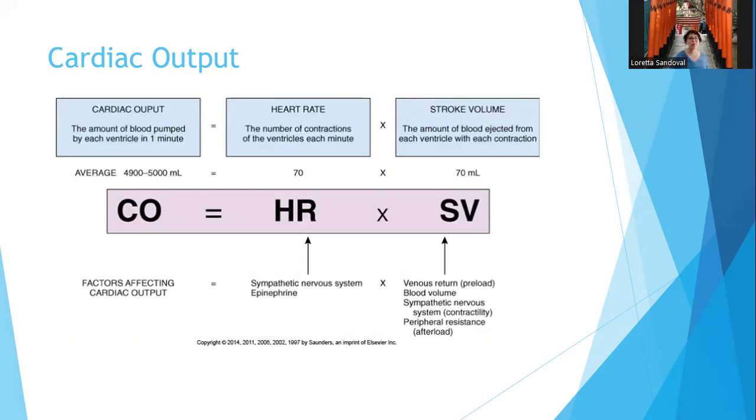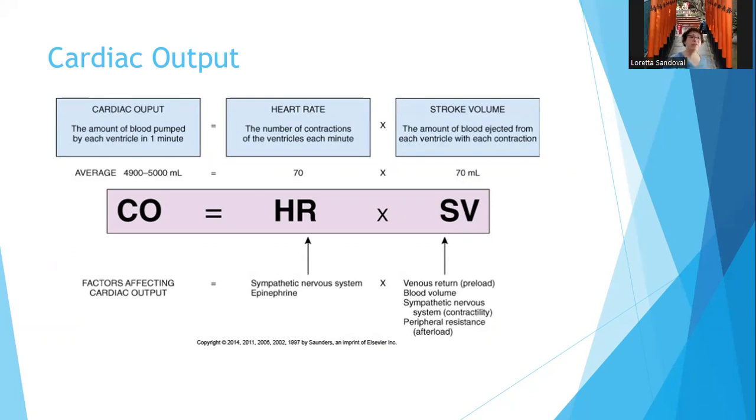So cardiac output is the amount of blood pumped by each ventricle in a minute. This is just a review because we have to repeat to remember. Cardiac output equals heart rate times stroke volume. So heart rate is the number of contractions of the ventricles in each minute. Stroke volume is the amount of blood ejected from each ventricle with each contraction.